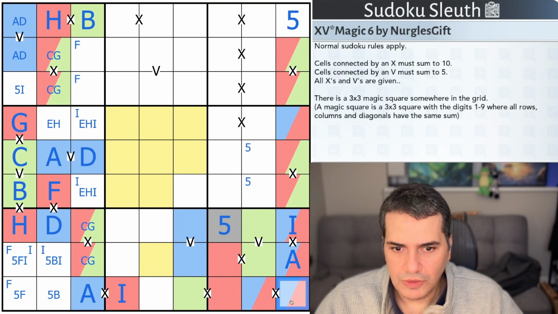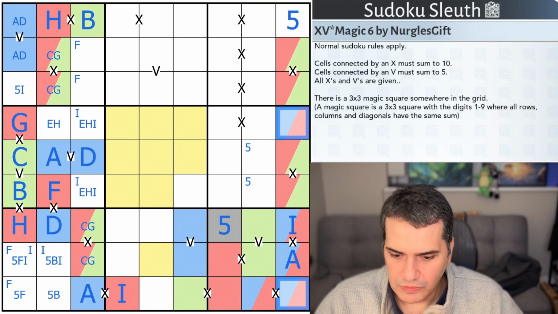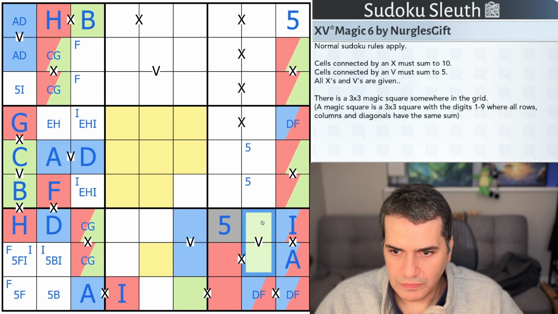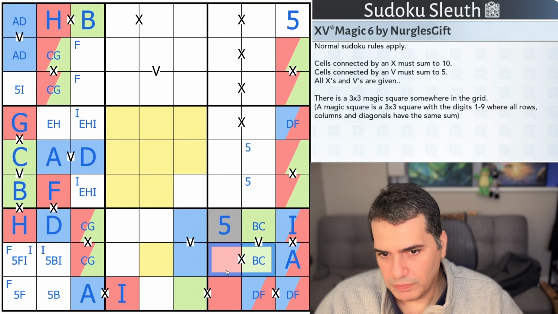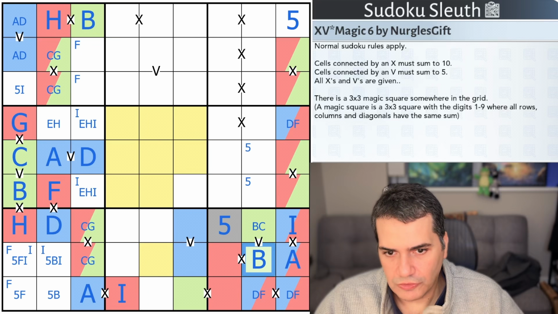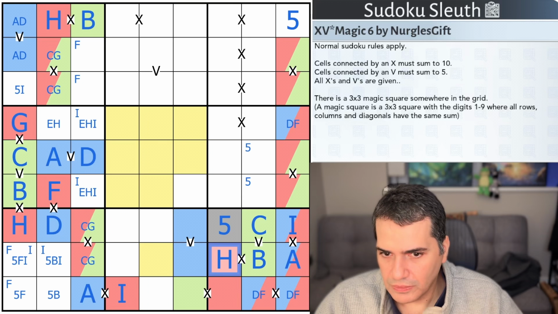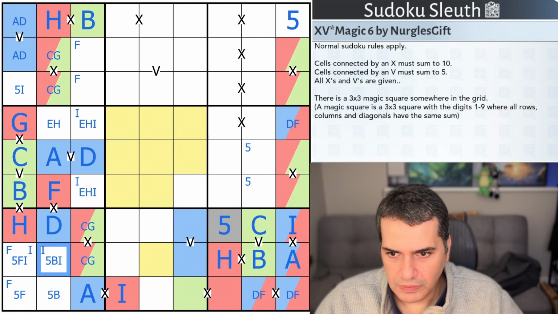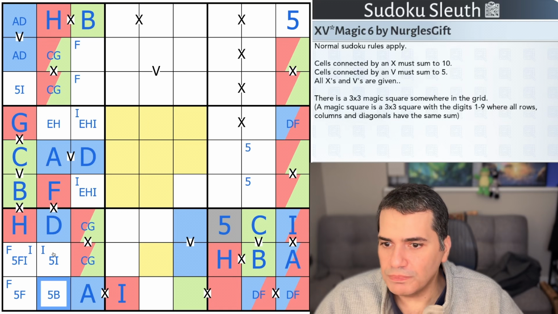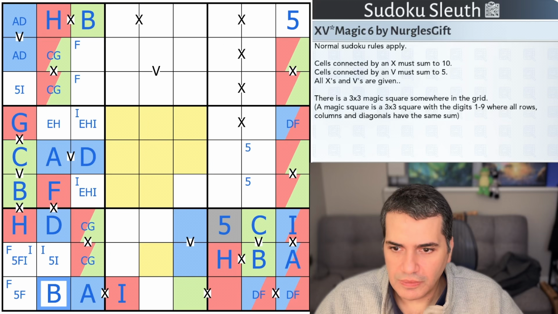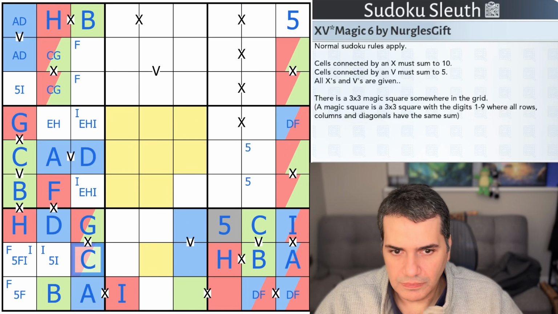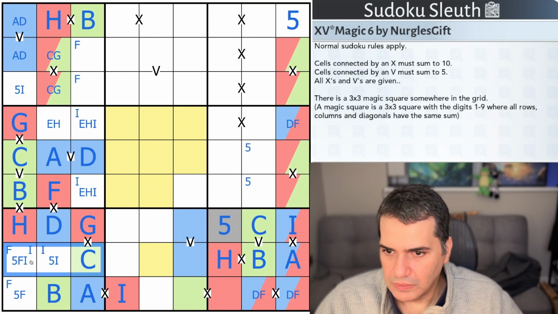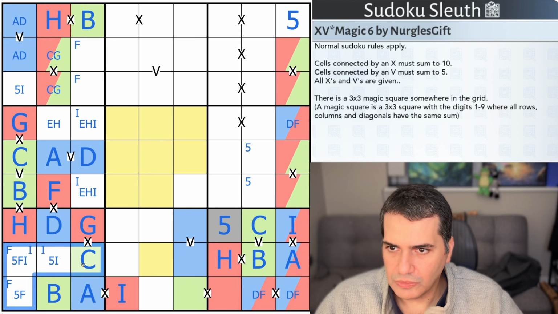AI tells me DF, BC. That cannot be C and G or break this cell. So that's B, C, H. B is now removed from here. Only place for a B left in box 7 is there. That C gave me G, C. And I don't think negative constraints are going to help me with the rest. No, they don't.